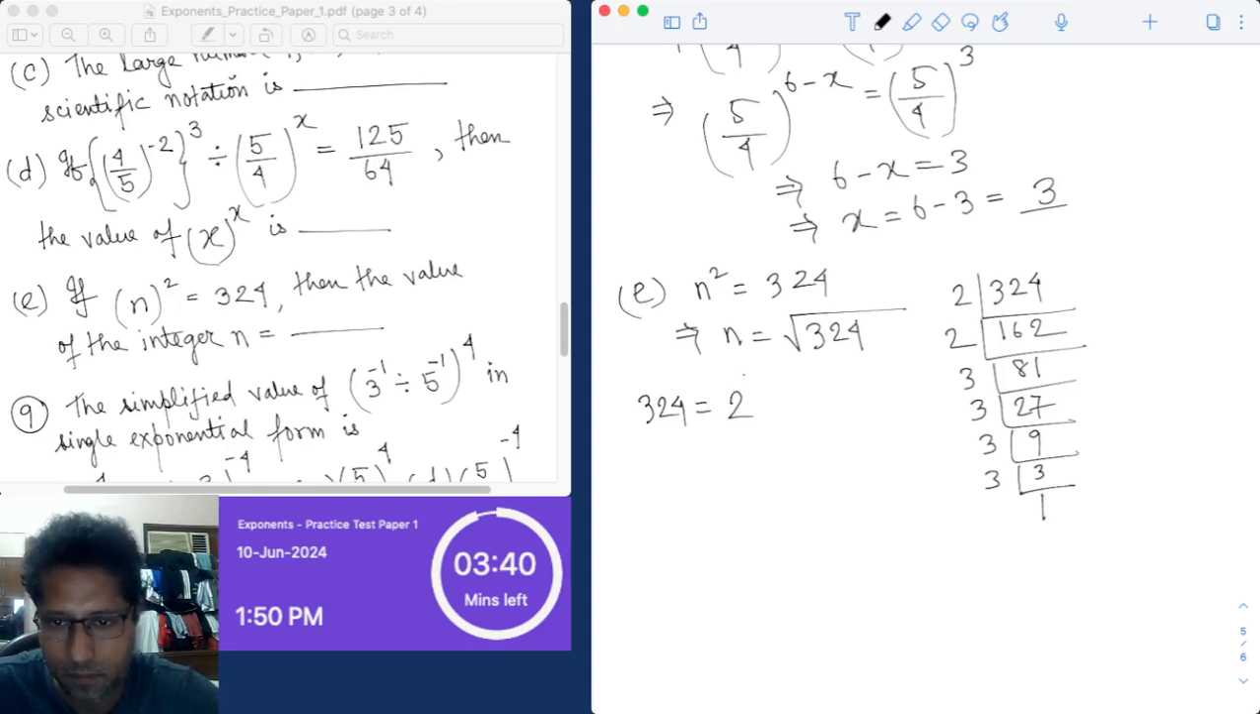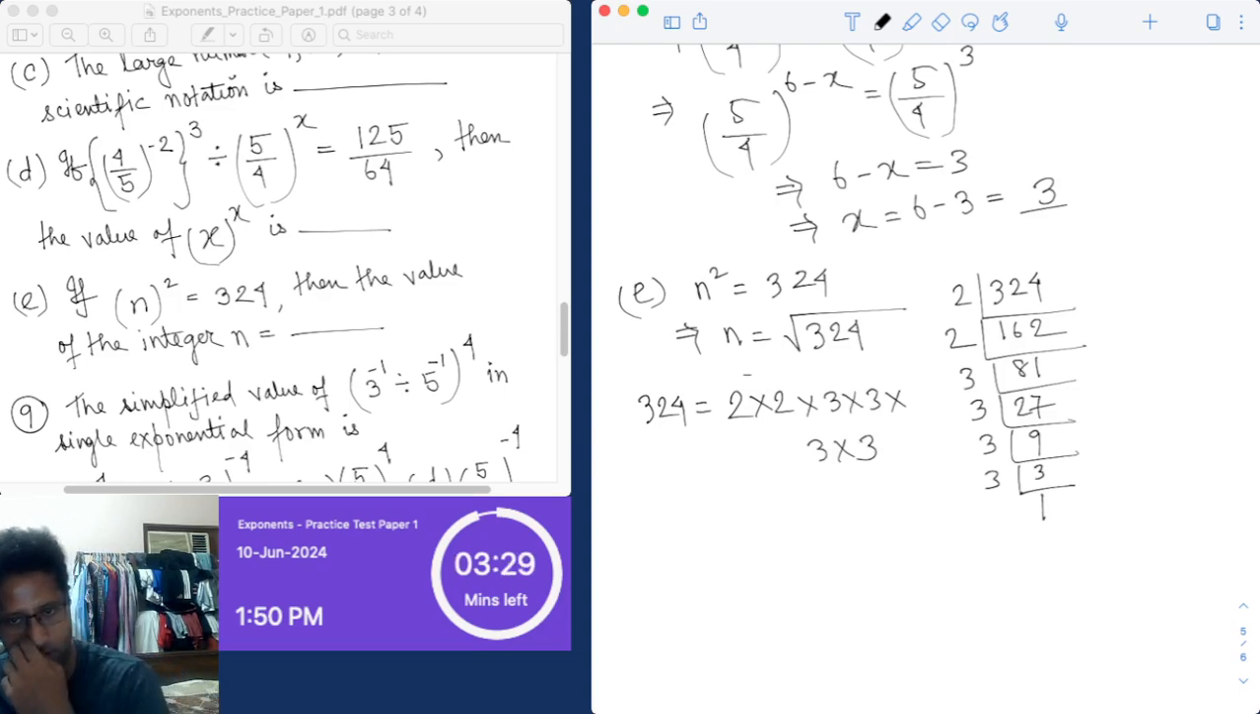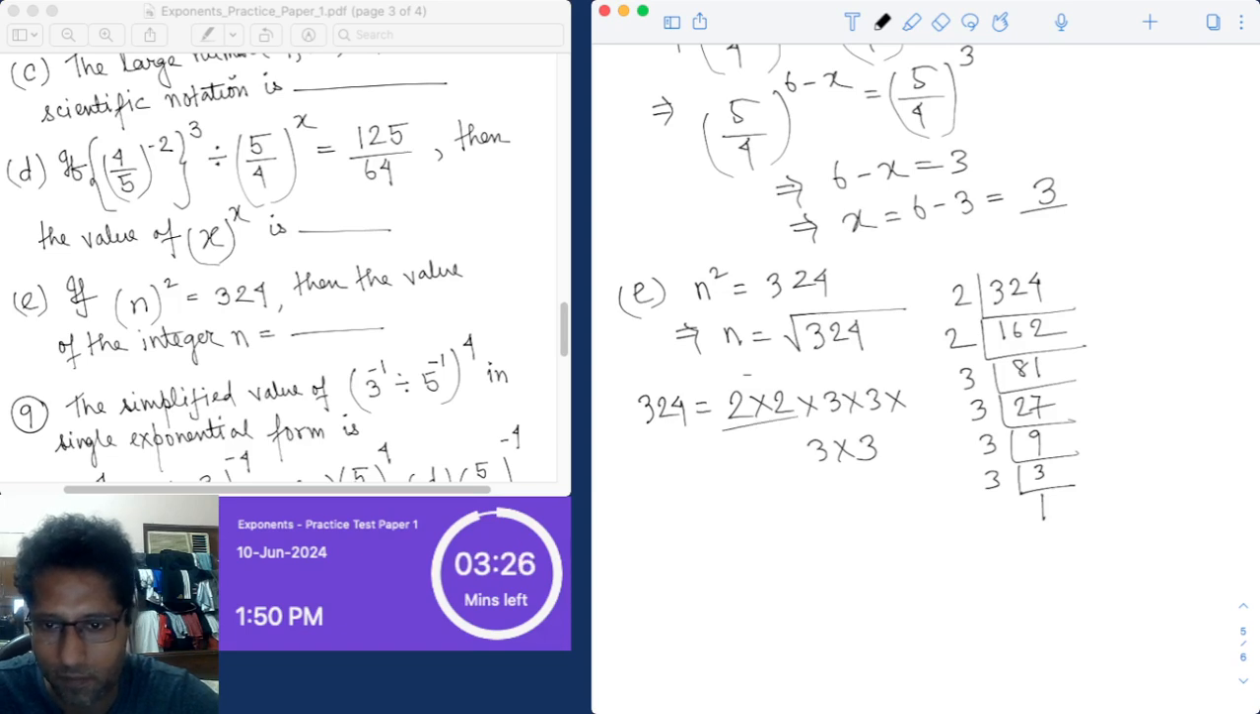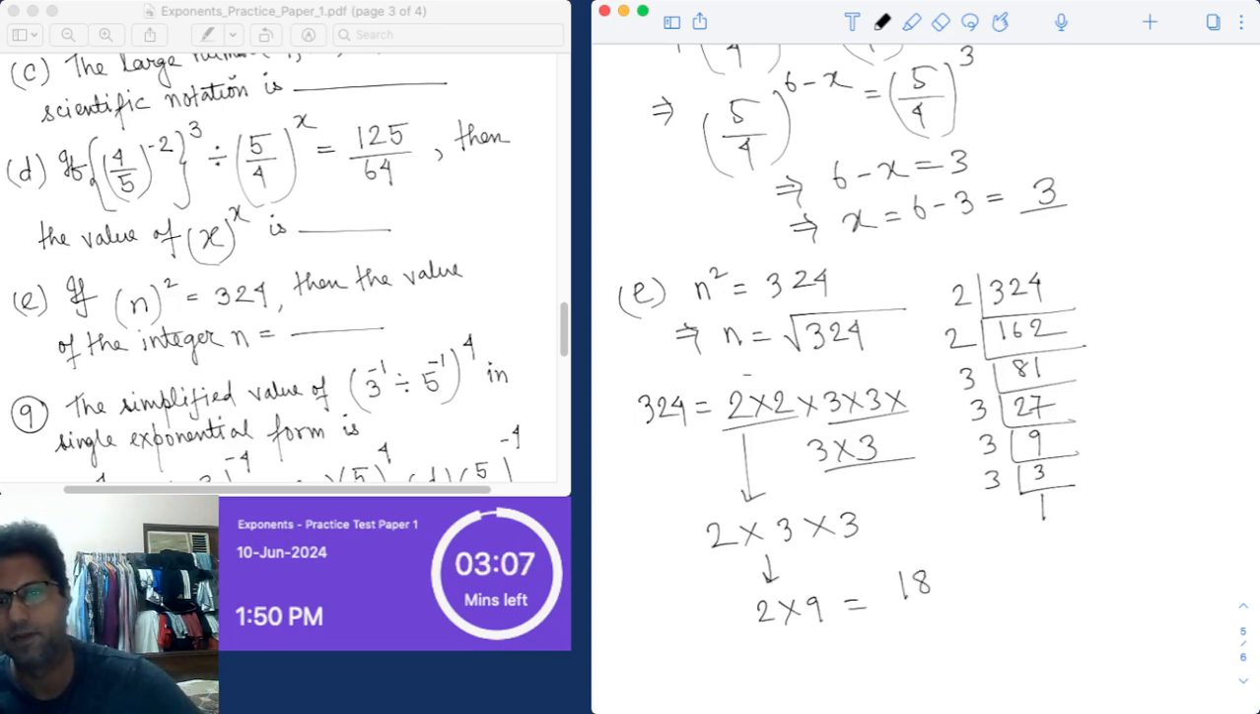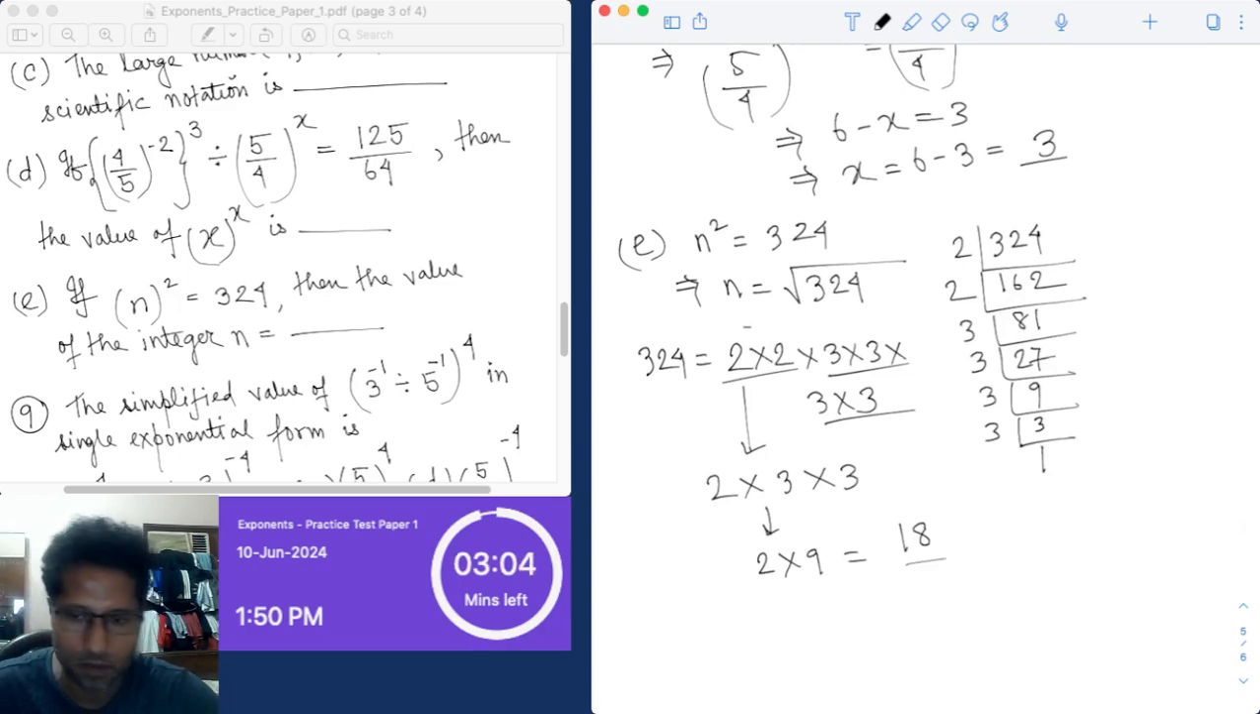So we see that 324, when we express it as prime factors, we get 2 into 2 multiplied by 3 into 3 into 3 into 3. So we have to consider 1 from each pair of the primes. We have 1 pair, 1 pair, 1 pair. So we will consider 2 from the first pair, 3 from the second pair, and 3 from the third pair. And this is 2 multiplied by 9 equals 18. So n is 18. Okay.